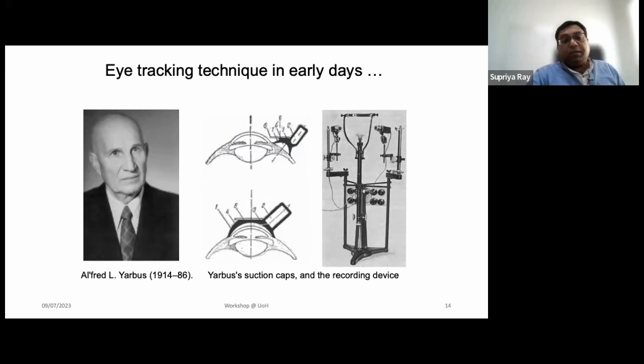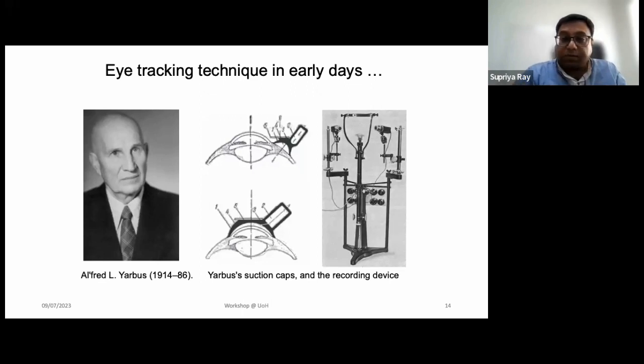So Alfred Yarbus, a Russian scientist, devised something called suction caps. It is more like, in modern days, a contact lens with a mirror embedded on it. On the right-hand panel, you see the kind of apparatus Yarbus used, which had an emitter and one receiver of light. And subjects used to sit and put their chin at the middle.